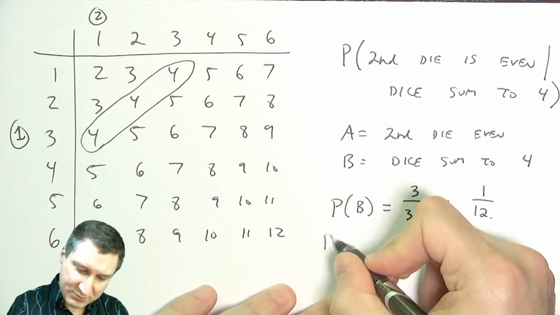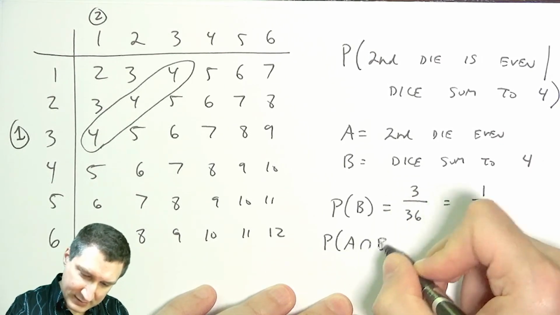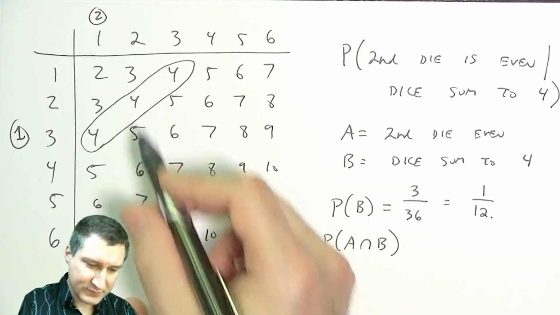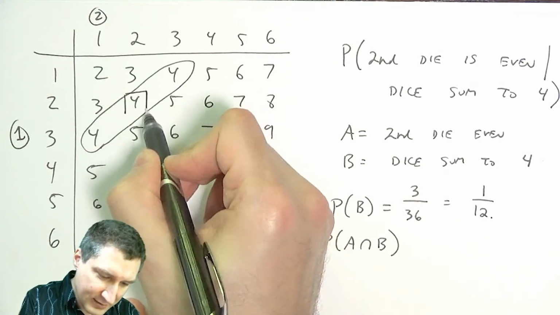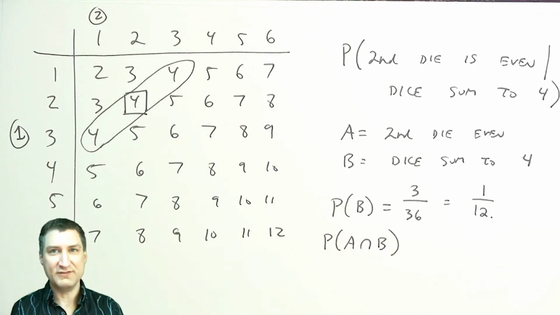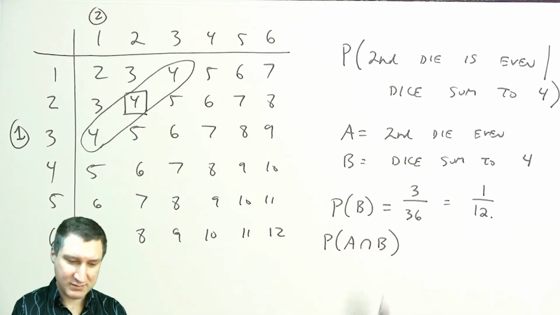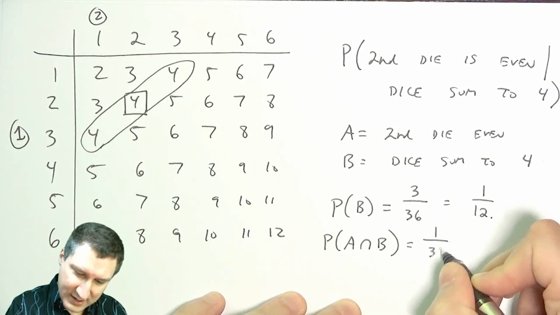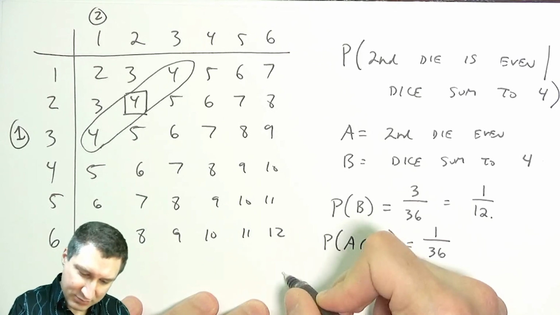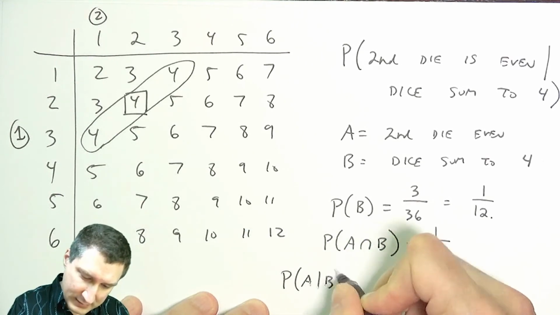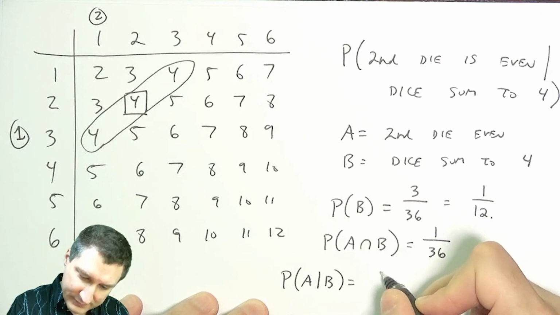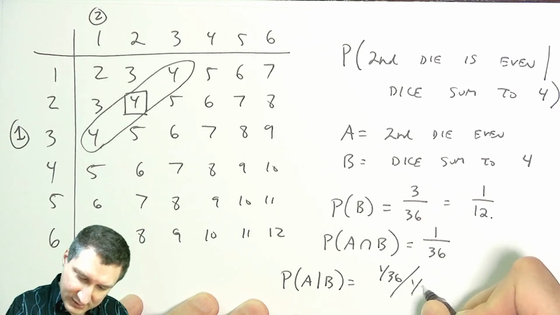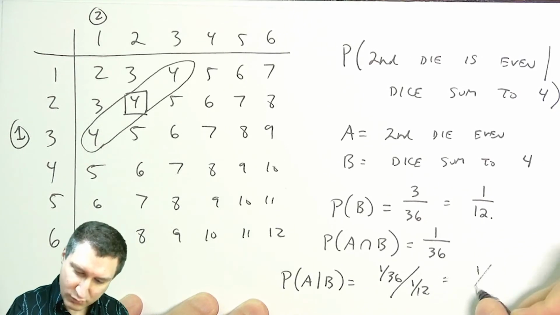Okay. What is the probability of A intersect B? That's saying that the second die is even and the dice sum to 4. So this is the second die here, and this square is the only event that is in both A and B. So there's only 1 good outcome out of 36. And then the probability of A given B is the intersection, 1 over 36, divided by the event B, which is 3 over 36. So this is going to be 1/3.